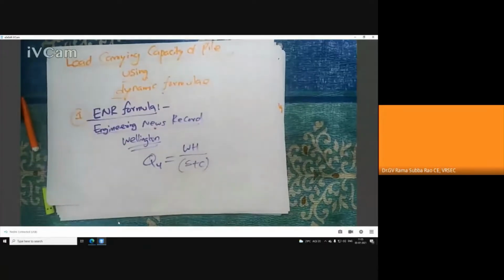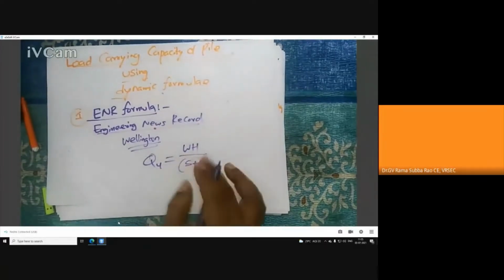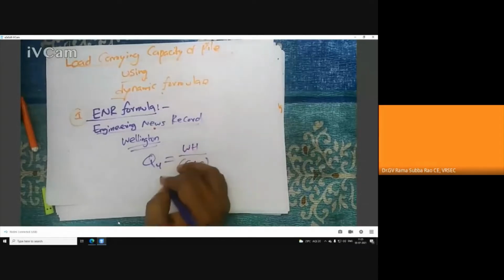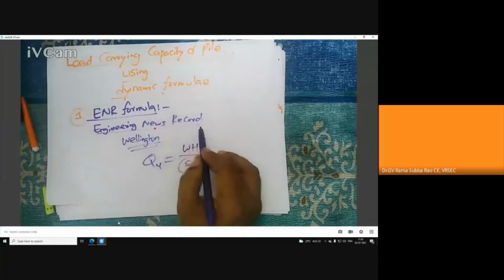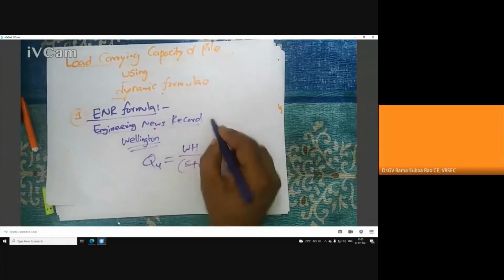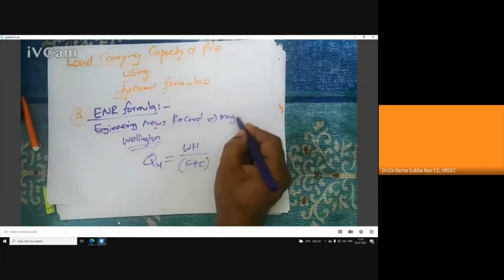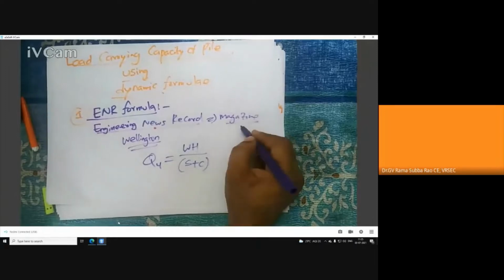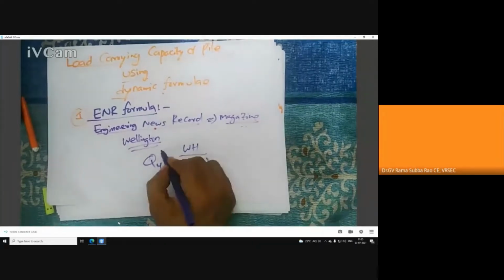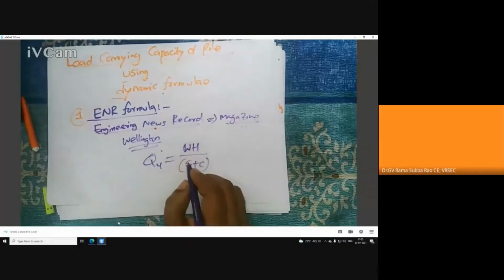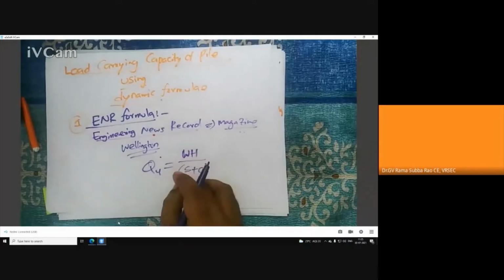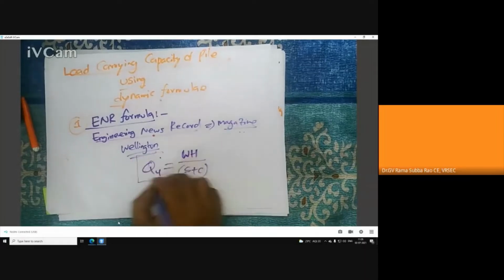I know you may ask different questions. Sir, what did Wellington mention in his work published in Engineering News Record? This is the name of a magazine. In this magazine, Wellington has published his work. He has written one article on how to compute the load carrying capacity of the pile. So actually, this is the formula given by Wellington.